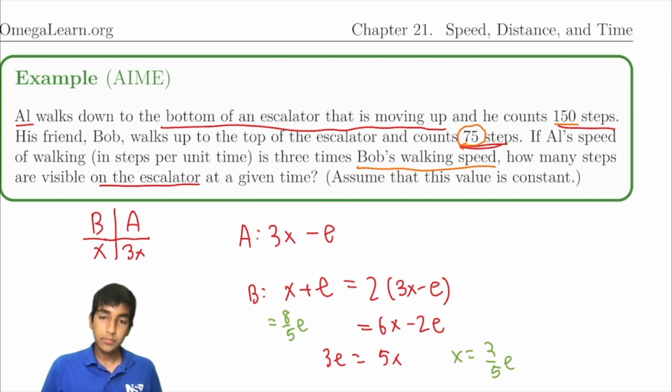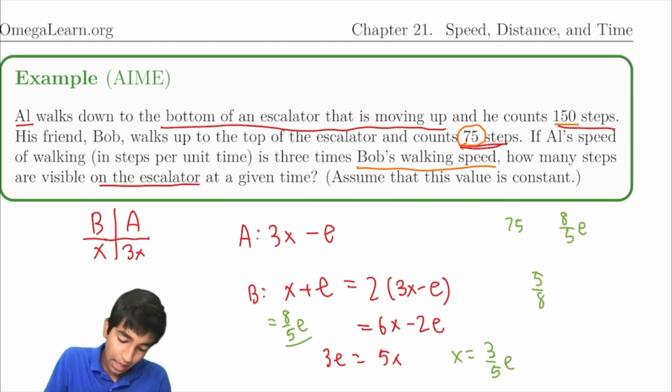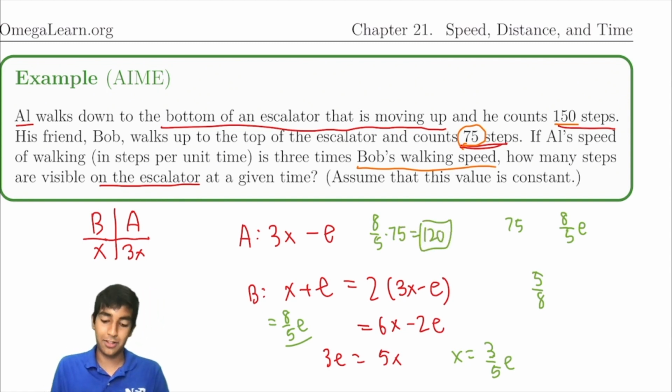So if x is equal to 3/5 times e, then if Bob sees 75 steps walking at a faster pace than the escalator, then walking at a slower pace, the escalator itself will have 8/5 times 75 equals 120 steps. That's the answer for this one.